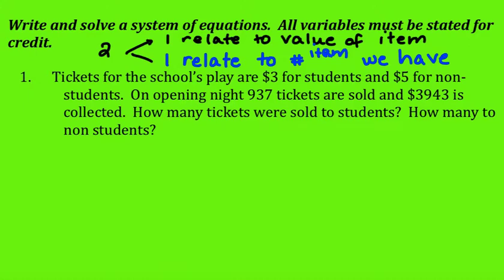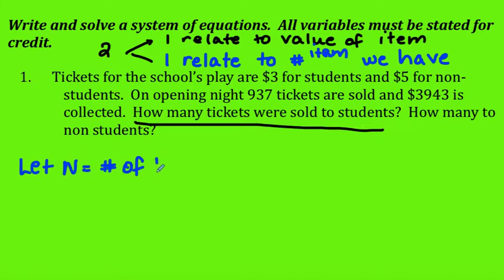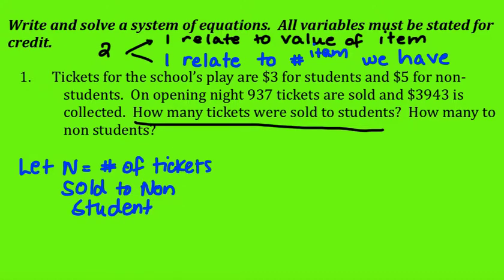All right, so if we're writing a system of linear equations, that means we're going to have two equations with two variables. So I actually have to write my let statement based on the two variables. Those variables come directly from what's being asked, because that's the unknown. We wouldn't be asking the question if it was known. So I'm going to let n equal the number of tickets sold to non-students, and I'm going to let s equal the number of tickets sold to students.